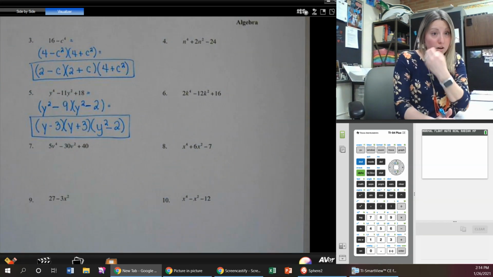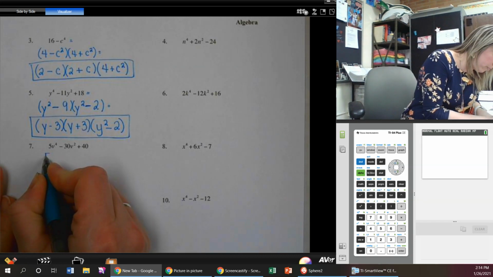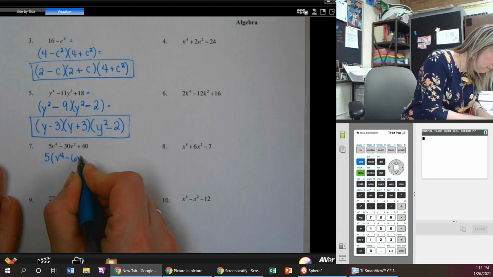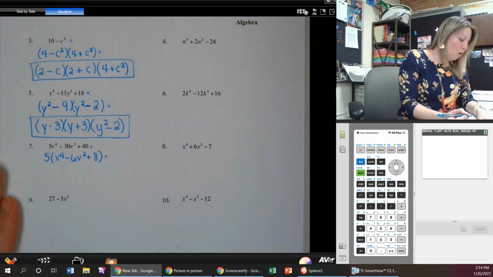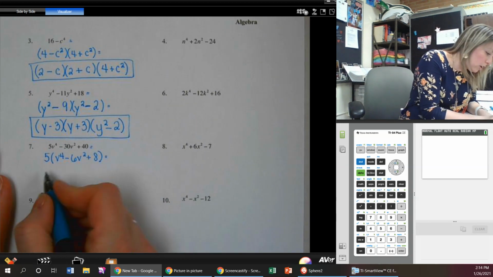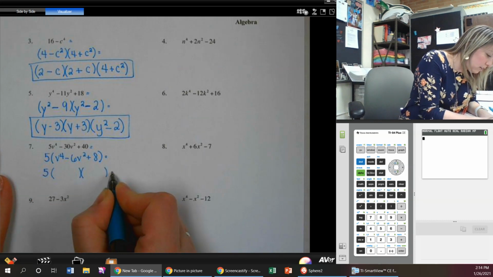Number 7, all those things are divisible by 5. So there's a GCF right off the bat. So let's factor that guy out. Divide everything by 5. And here's where we end up. Okay, well now this is a factorable trinomial. So bring down that GCF. Now 2 empty sets of parentheses.